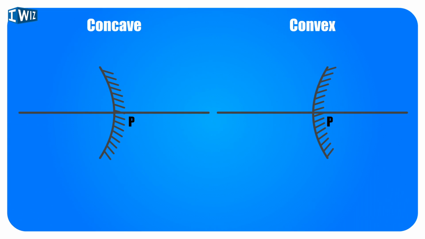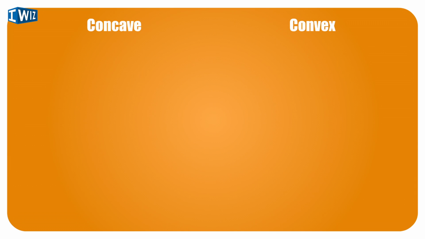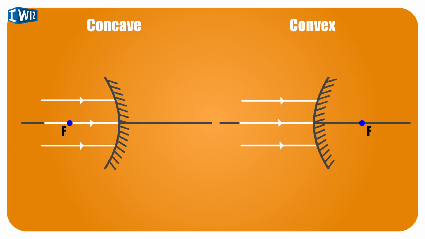The first rule that we are going to understand is that when a ray of light is incident at the pole of a mirror, it gets reflected back at the same angle with the principal axis. We have the angle of incidence and the reflected angle, which will always be equal at the convex or the concave mirror. To do the next two rules, remember the words parallel and focus.